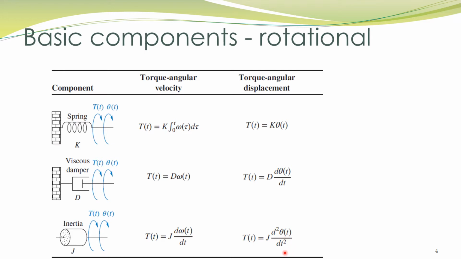In the case of mechanical systems with translational displacement, we had introduced the concept of mechanical impedance. The same can be introduced for mechanical components with rotational displacement. The impedances of different components are written over here. The impedance of spring is K, the impedance of viscous damper is D times s, and for inertia it is J s squared.